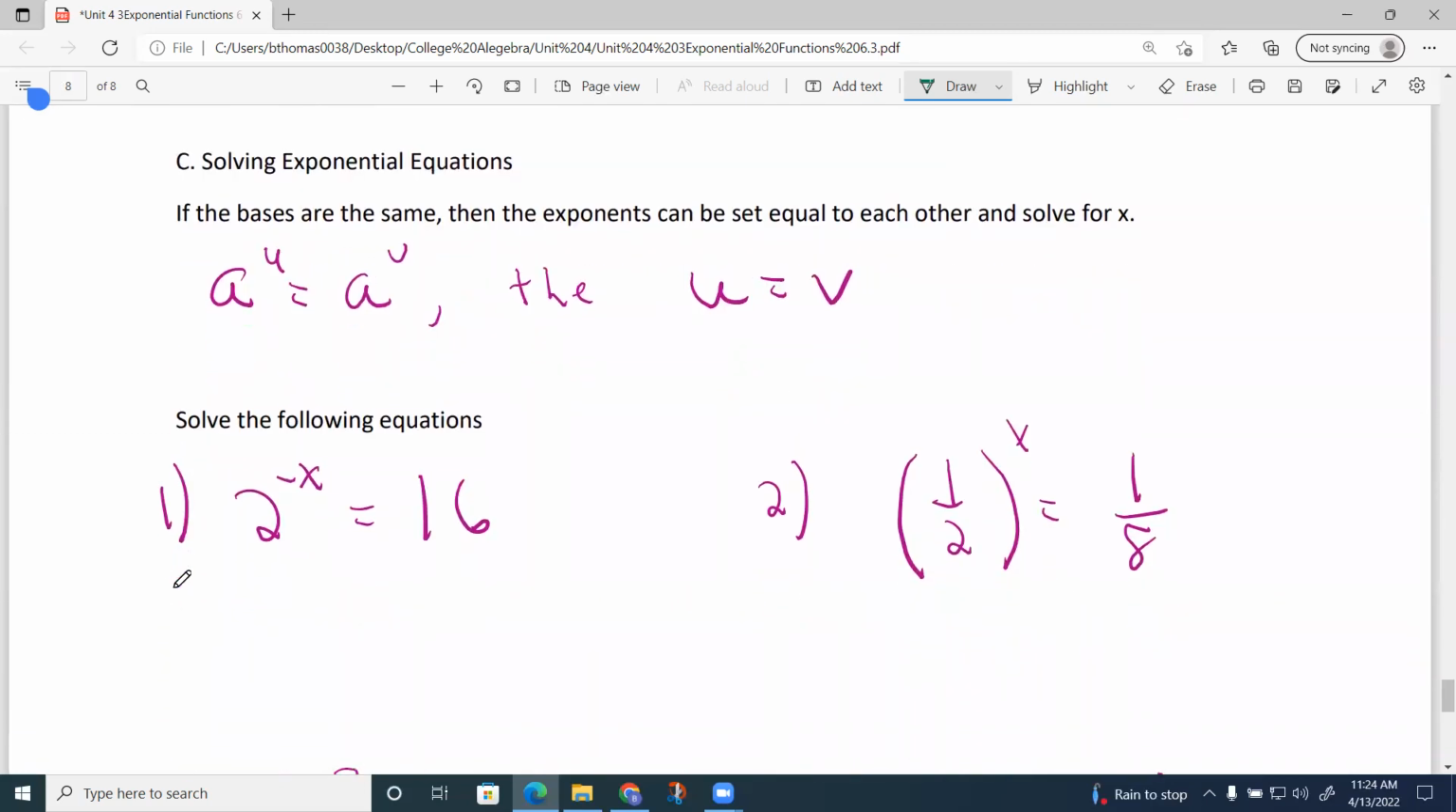So the last thing we get into is what we call solving exponential equations. These look kind of intimidating, but it's really just a little bit of manipulating, and we can make these things rather easy. One of the things that comes into play: if the bases are the same, then the exponents can be set equal to each other and solved for x. So if we have a to the u equals a to the v, since they're both a, I can simply say u is equal to v.